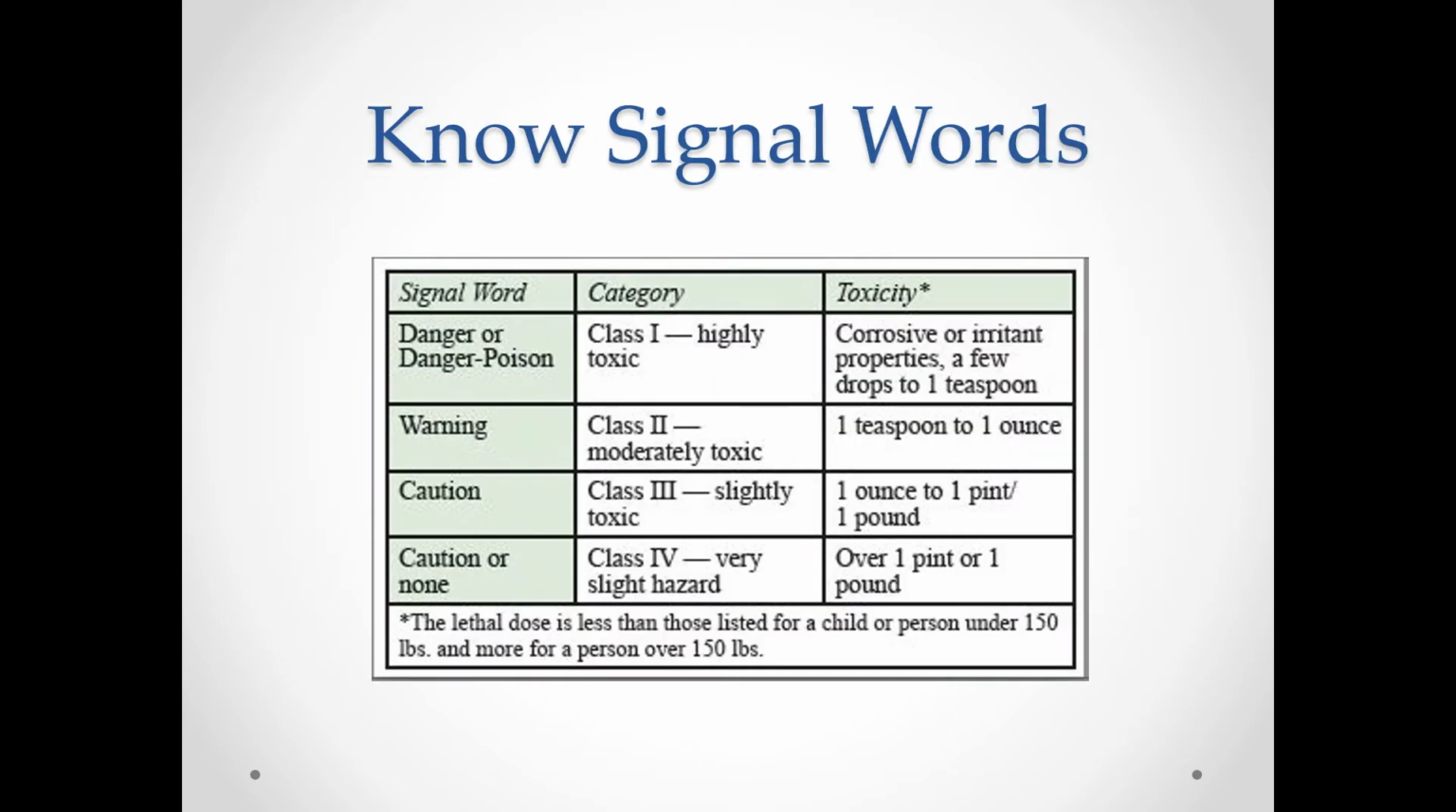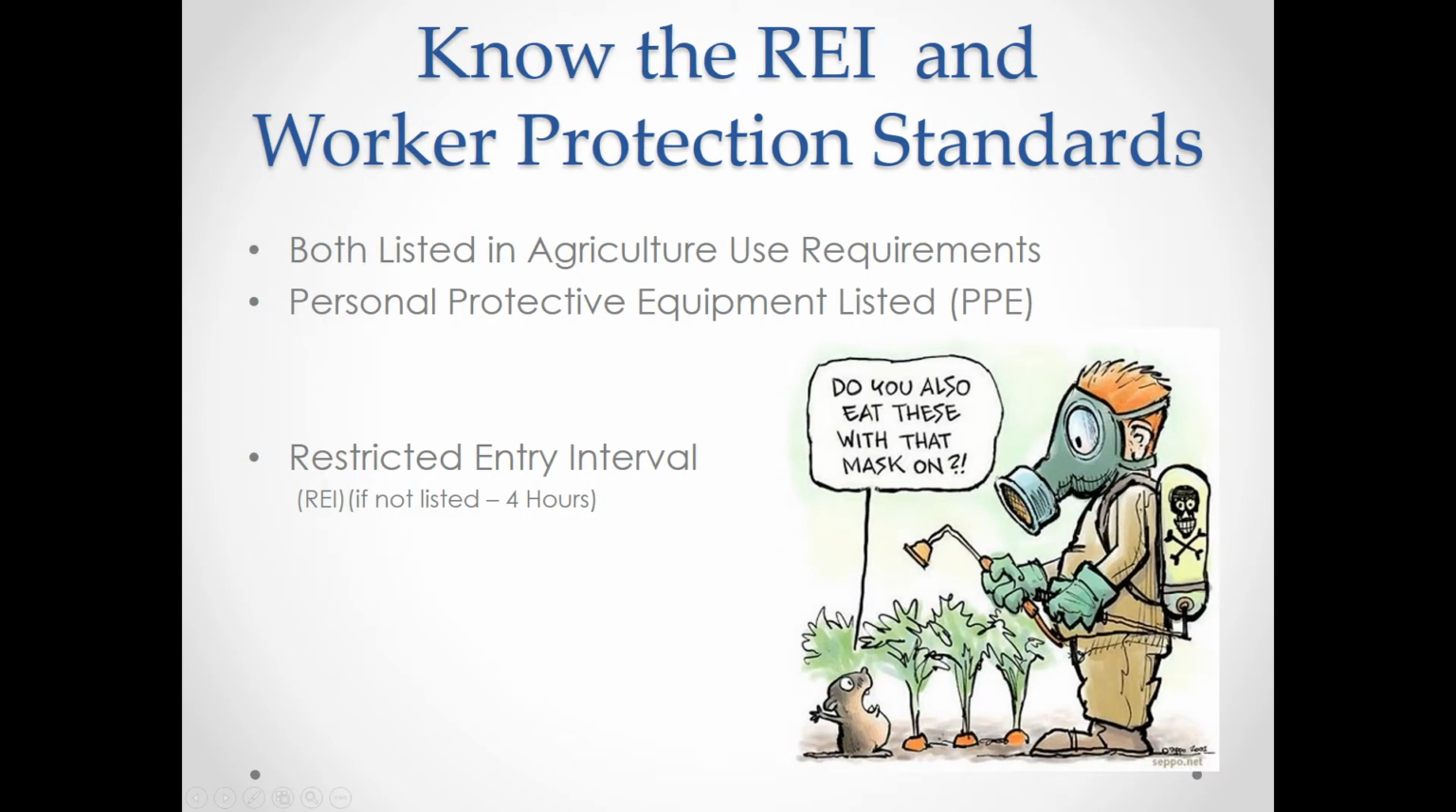Okay, there are signal words as far as how toxic a product is. So danger, warning, caution, and caution or none. That's about the lethal dosage that can affect the products that you're using, and how that then is toxic to humans. So know the REI and worker protection standards. Personal protective equipment listed, and P.P.E. Restricted entry interval. If it's not listed, always utilize 4 hours.